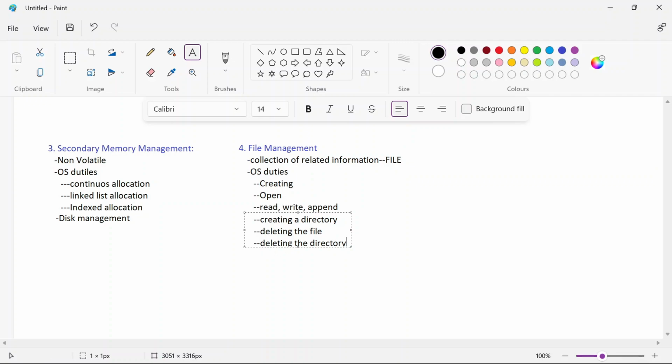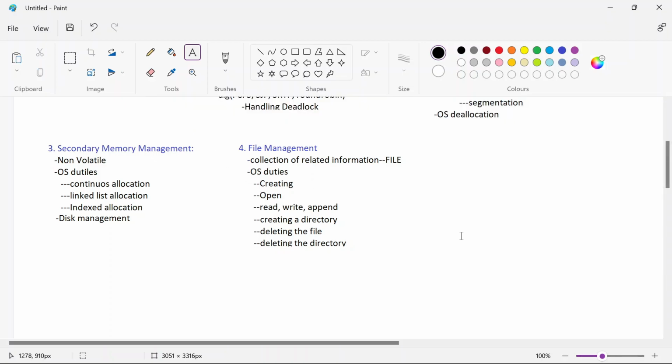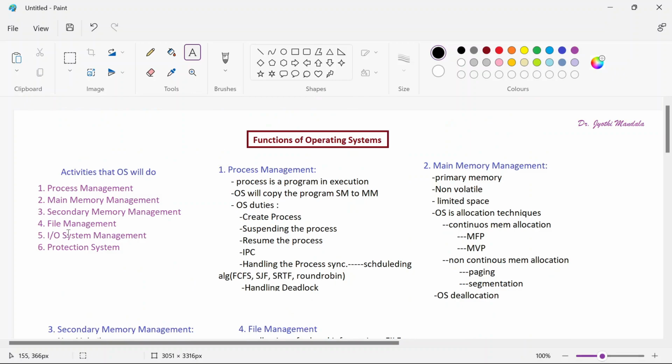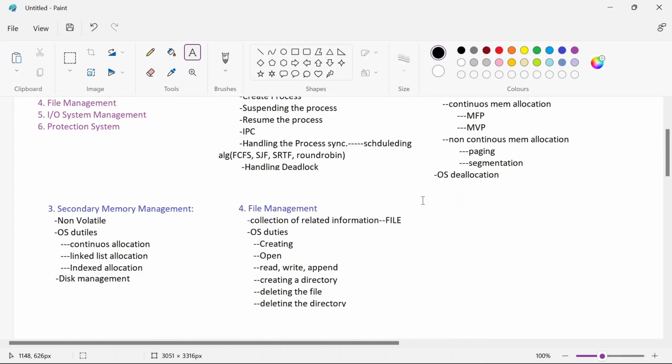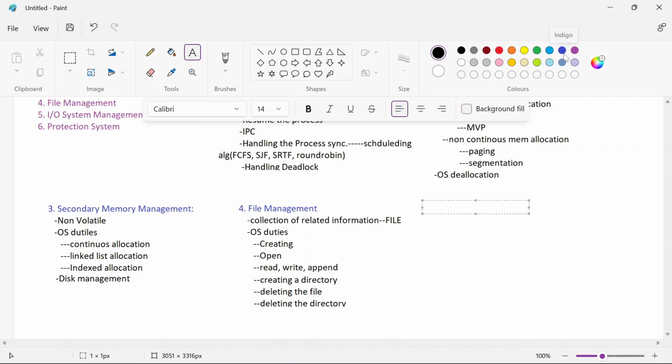We are going to learn in future about what is this directory and all. But here you need to understand the responsibility of the operating system: it has to take care of the file from creation to deletion, and the collection of files will be the responsibility of the operating system only. Now coming to the next type of activity that the OS has to do, it is IO system management. So keep adding all of you, IO system management.